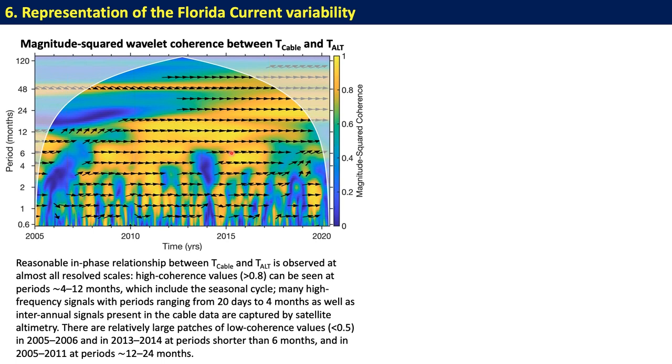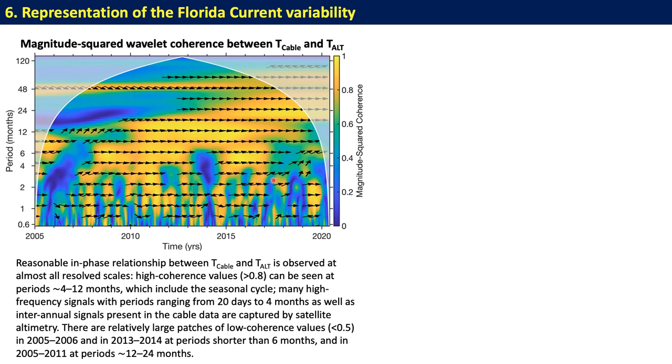And from 2001 to 2019, we obtained 32 drop sonde and 30 LADCP sections. The scatter plots over here show how these section transports are related to the cable and altimetry derived transports. The scatter is somewhat tighter for the drop sonde sections.